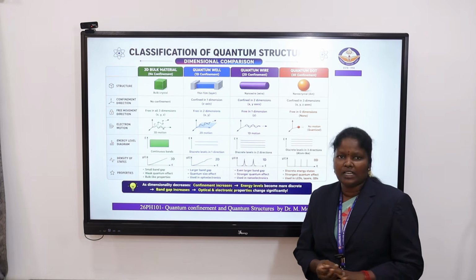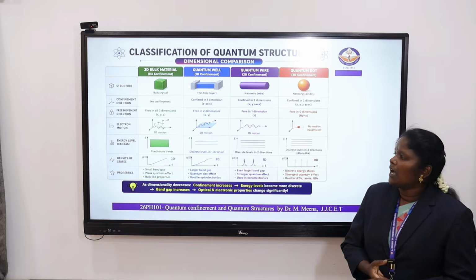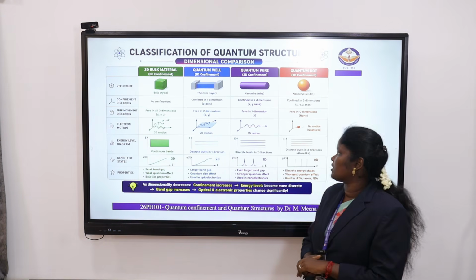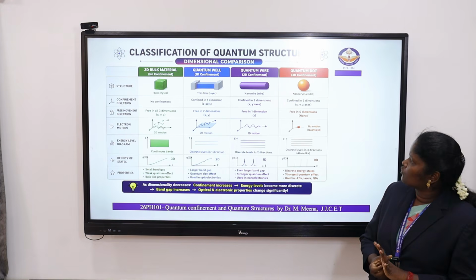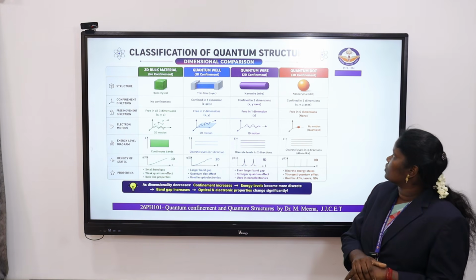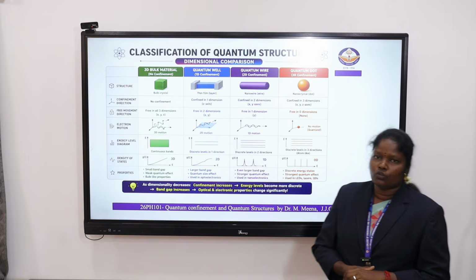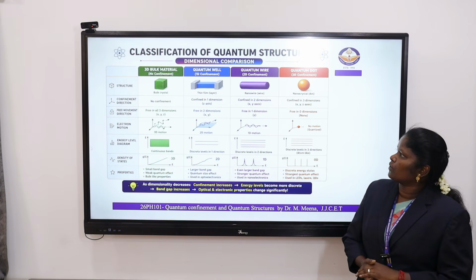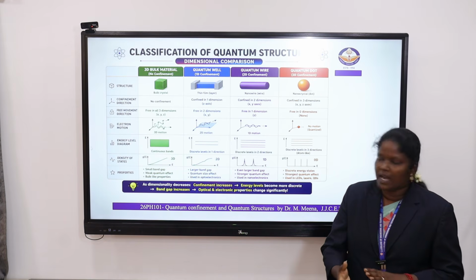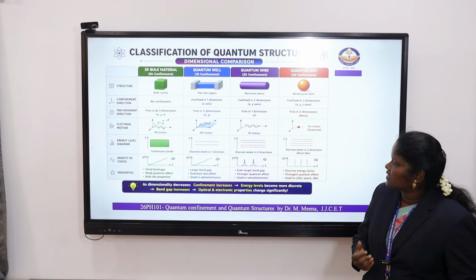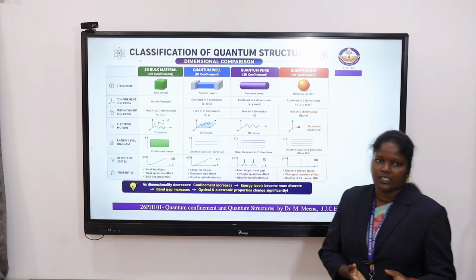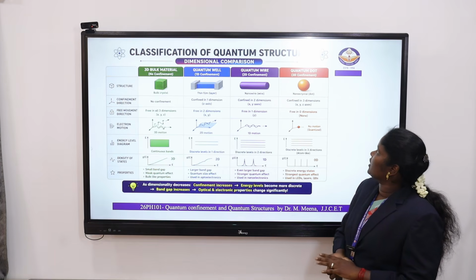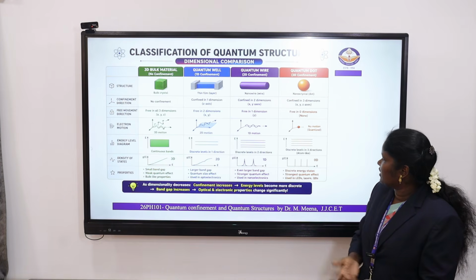Electron motion in bulk materials is 3 dimensional. In a quantum well it is 2 dimensional motion, then in a quantum wire it is 1 dimensional motion. In the quantum dot there is no motion because it is quantized. The energy levels of bulk materials are continuous bands, the quantum well has discrete energy levels in 1 direction, the quantum wire has discrete levels in 2 directions, and the quantum dot has discrete levels in 3 directions.